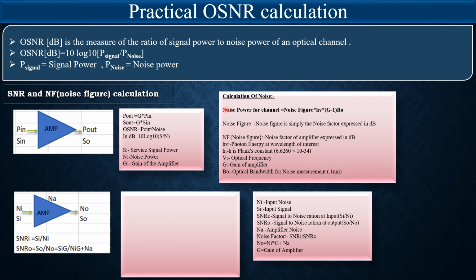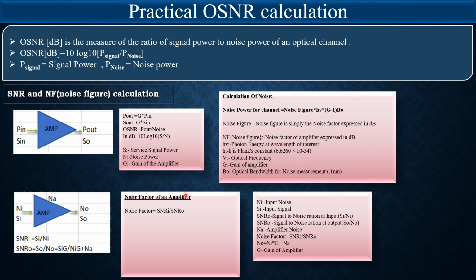So you can see in this formula, h is fixed, nu is fixed, G is fixed, and B naught is fixed. This noise figure is not fixed, this Planck's constant is fixed. If you are calculating the noise power of a particular channel, nu is fixed, G is fixed, and B naught is fixed. So it depends upon the noise figure only.